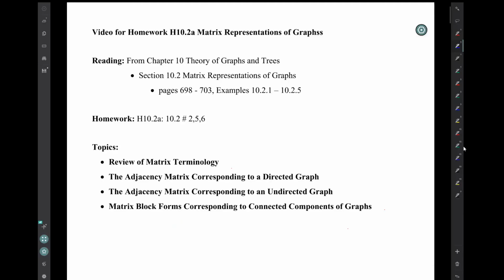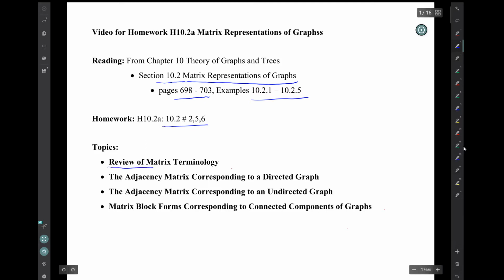Hi, I'm Mark Barsimian. In this video, I'll be discussing matrix representations of graphs. This material is from Chapter 10, Section 10.2, Matrix Representations of Graphs. Pages 698 to 703 are relevant to this video, examples 1 to 5 of that section. The homework is this short selection of 3 exercises from Section 10.2.